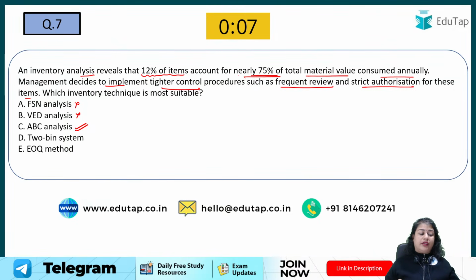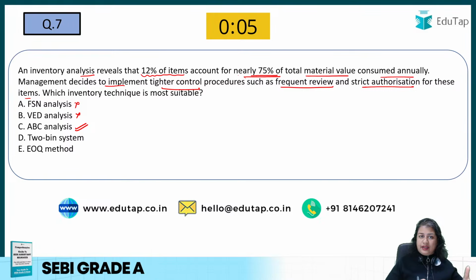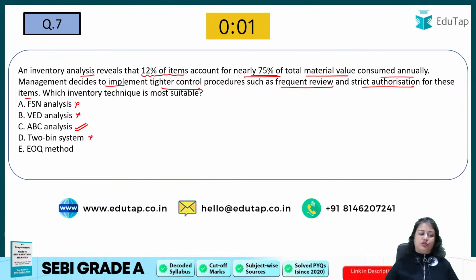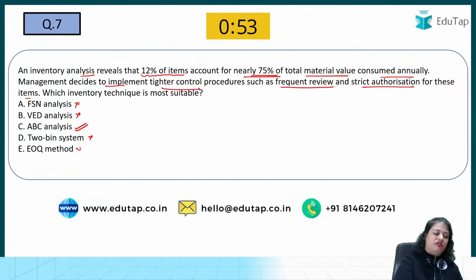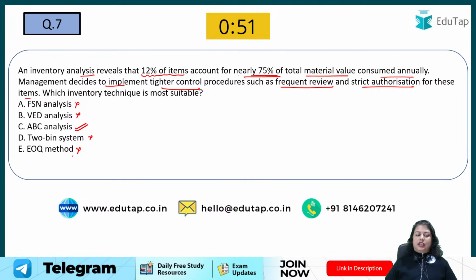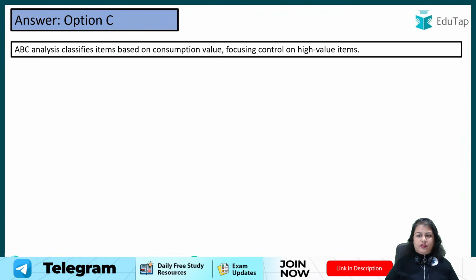Then D is two bin system. What is two bin system? When we have two bins, if one bin is exhausted, we'll use the second one. So this is also not the inventory technique that we are going to use here. And then the EOQ method. In this we basically try to find how much to reorder. What is the reorder quantity? So this is very illogical here. So yes, the answer is C, ABC analysis. So everybody answered this correctly.